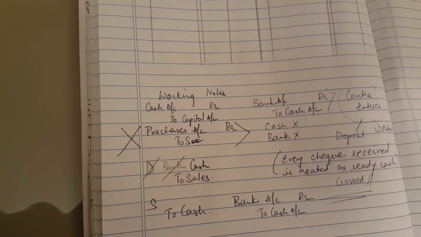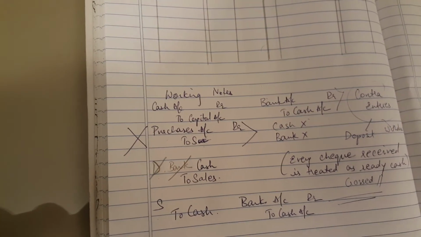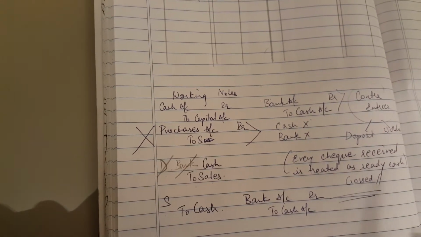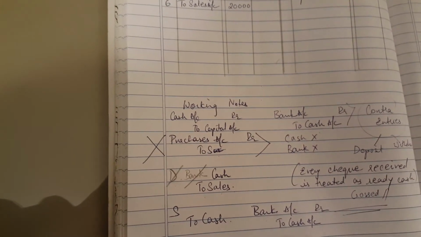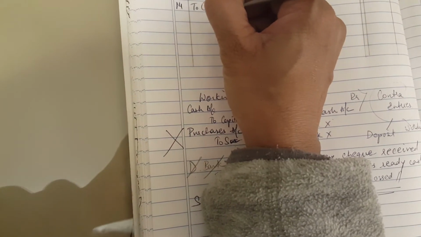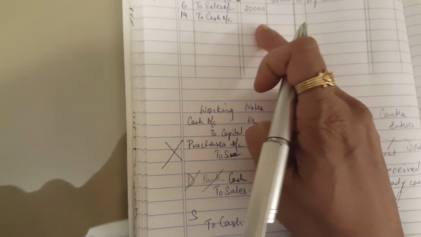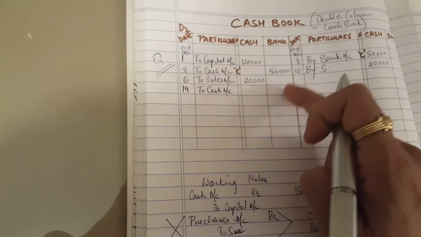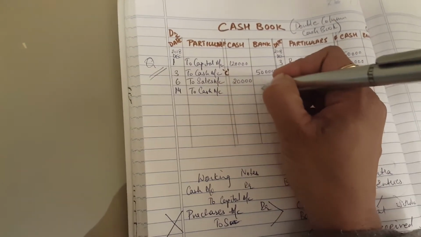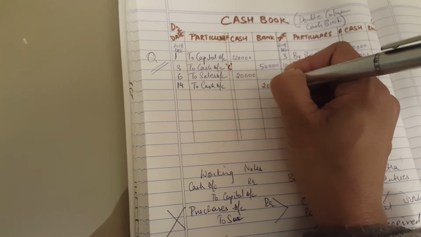The amount is not mentioned in the question. We have to be careful because when we were told the check has been received, the amount was told in the question. So it is bank account debited to cash account. So on the 14th, you will have another contra entry to cash account. When you write cash account, you will never write the amount in the cash column. You will write it in the bank column. So you will write to cash account, and here you will write 20,000.